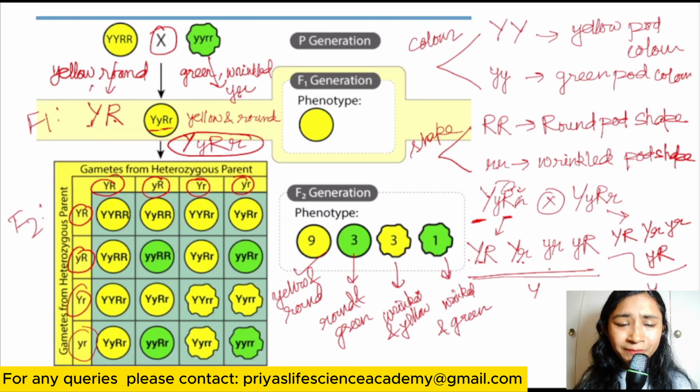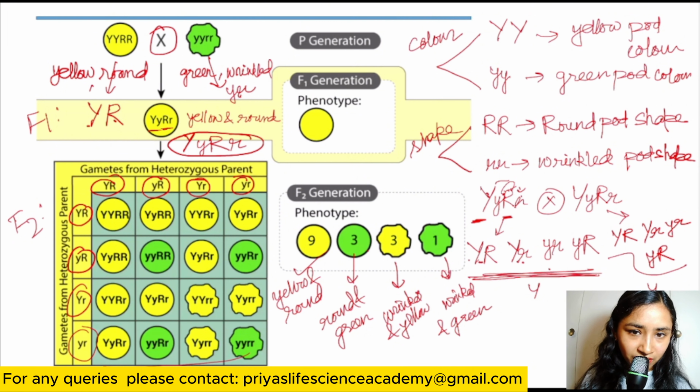Okay, so from here the rule came: independent assortment. Alleles are independently assorted during gamete formation. The alleles for one gene do not influence the segregation of the allele for another gene. Capital Y will not influence the assortment of capital R. Small y will not influence the assortment of small r, or vice versa. So there can be different types of combinations. They are independently assorted during gamete formation. That is why we are getting so many offspring.